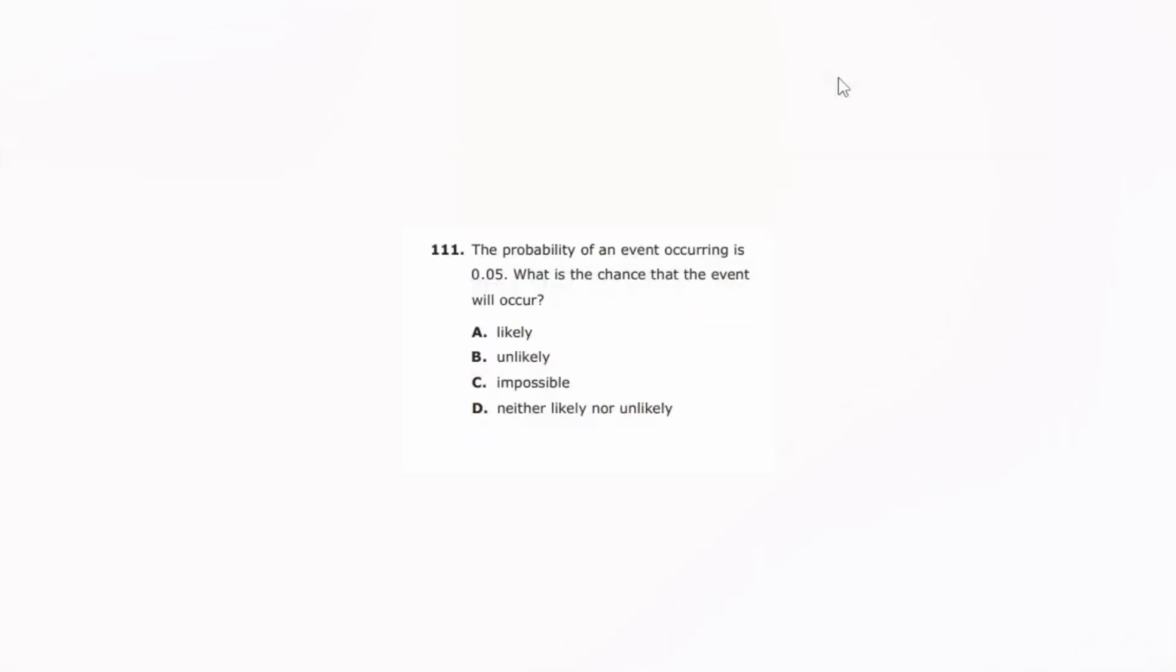Right, for our final question here, we have a probability question, okay? And the question states, the probability of an event occurring is 0.05. What is the chance that the event will occur? Okay, and these are the options. You have likely for A, B, unlikely, C, impossible, D, neither likely nor unlikely.